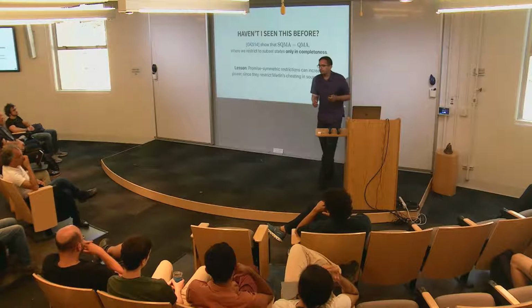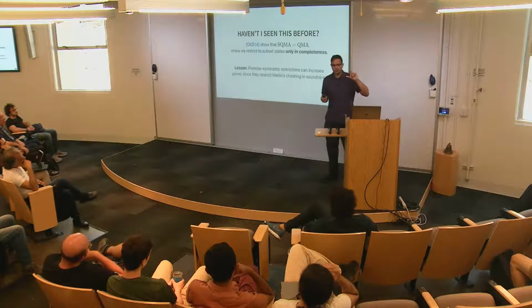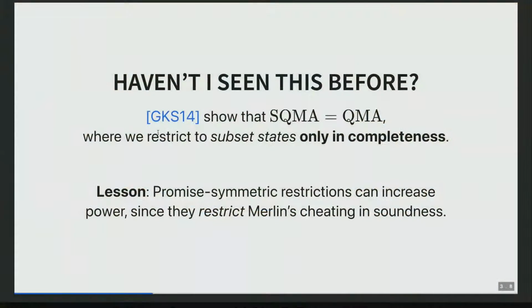But I think a lesson here that I want to hone in on is, if you have this promised symmetric restriction, you can actually increase the power. You can make the class a lot more powerful because you're restricting Merlin's ability to cheat.